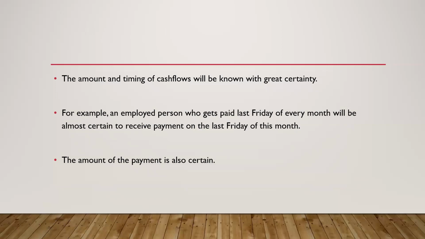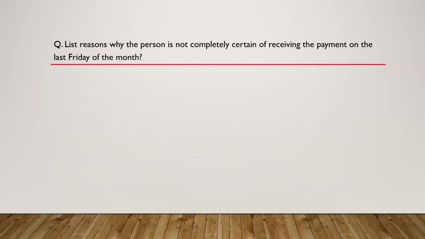The amount and timing of cash flows may be known with great certainty. For example, an employed person who gets paid last Friday of every month will be almost certain to receive payment on the last Friday of this month. So amount of the payment is also certain. Let us see one example of how they've explained this fact. Now, this is a question which is asked in your core module, the CM1 material itself, that list reasons why the person is not completely certain of receiving the payment on the last Friday of the month.